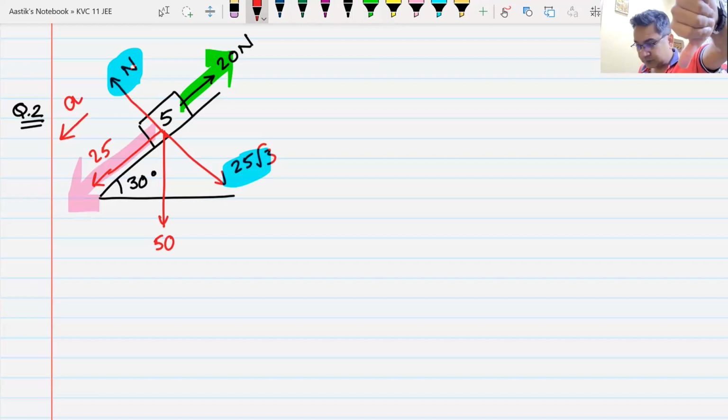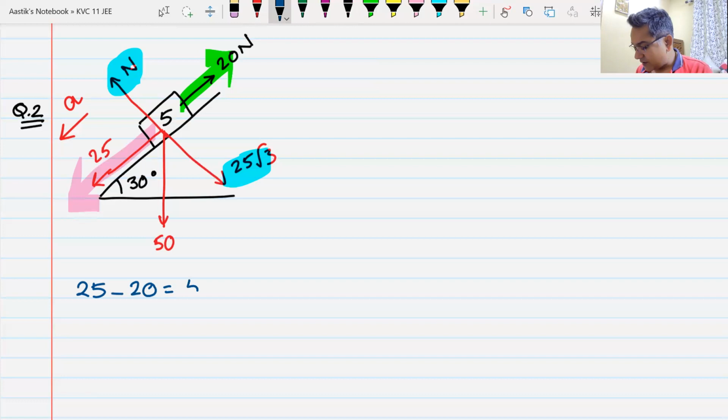Now, how do I find the acceleration? Remember, there is not only 25 here, but it is also 20 up. I have to find the net force. What is the net force? Net force will be 25, which is downwards, minus 20, which is upwards. Do we understand this? 25 down, it is moving down, minus 20 up, it is not moving up.